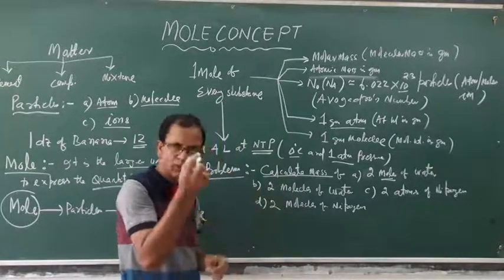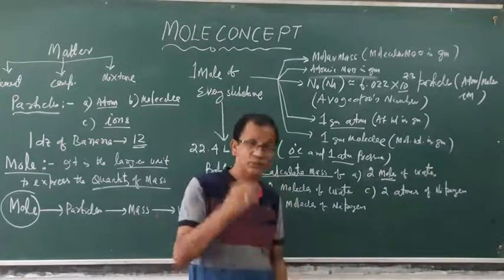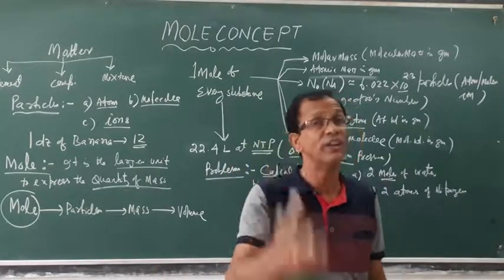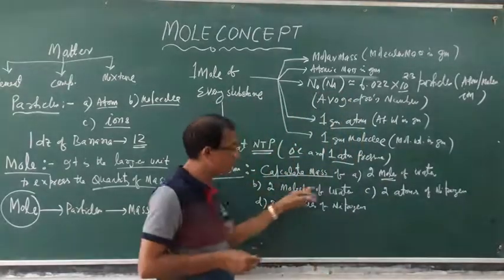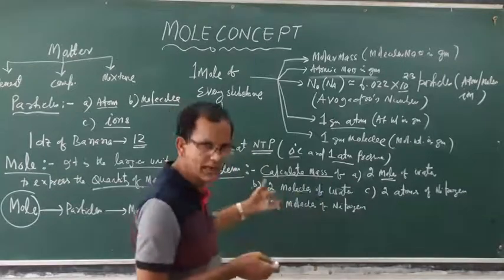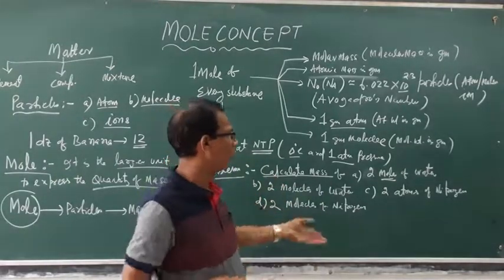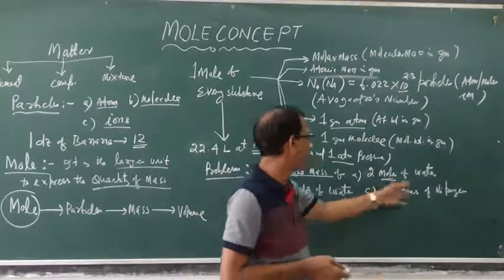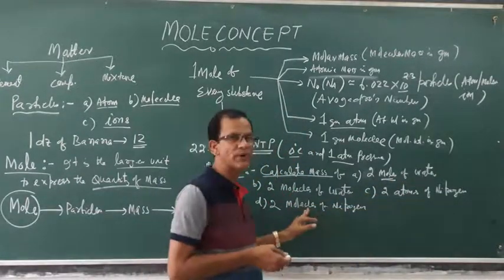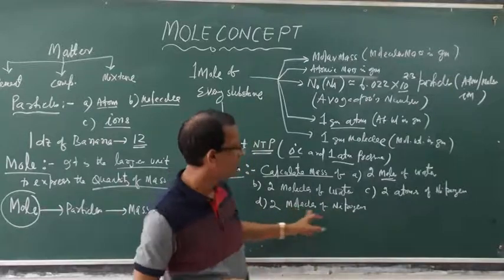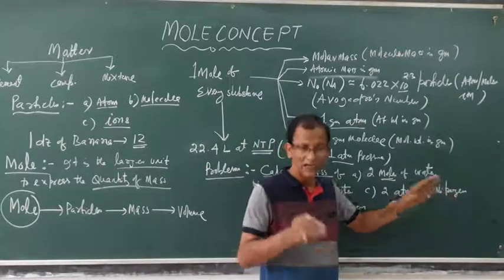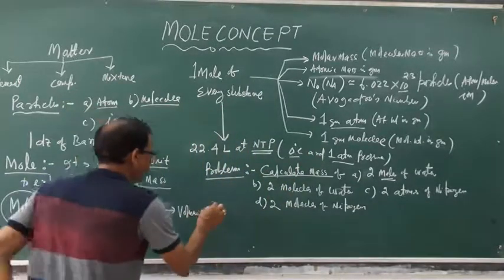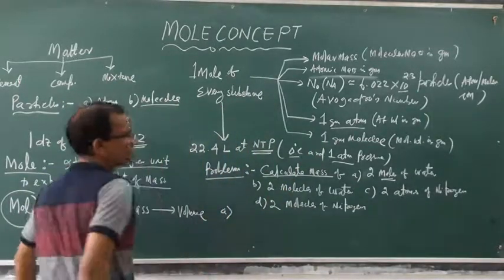If it is 2 molecules of water, think of very small particles, water particles that are not visible to the naked eye. The mass of 2 molecules of water is very negligible. Likewise 2 atoms of nitrogen is very negligible. 2 molecules of nitrogen is in molecular form, here in atomic form. This is the difference. Let us take the first example, A.